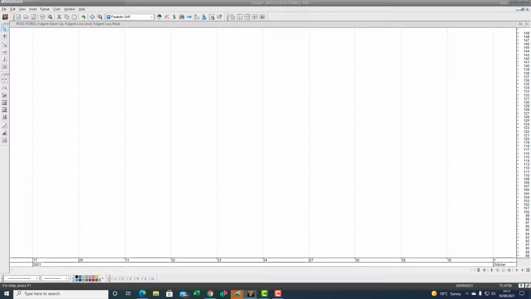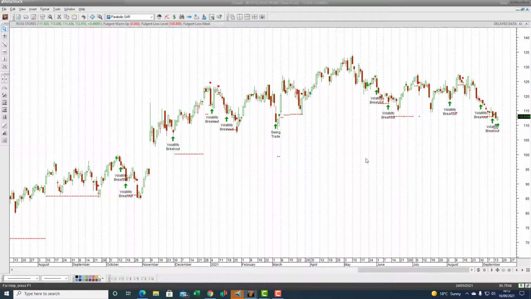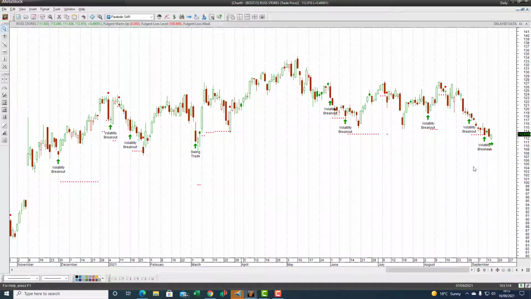ROST Stores is next, and Intel. So we'll look at ROST Stores. There we go. We've got a volatility breakout on this one. You can see it's very choppy, lots of gaps in the stock. So it's quite a risky one, and it's understandable that we'll have a volatility breakout on this one.